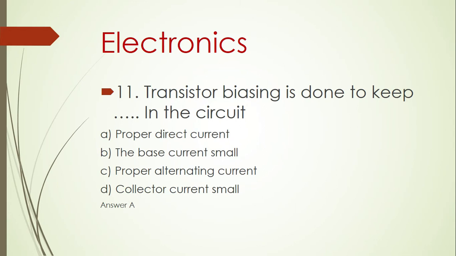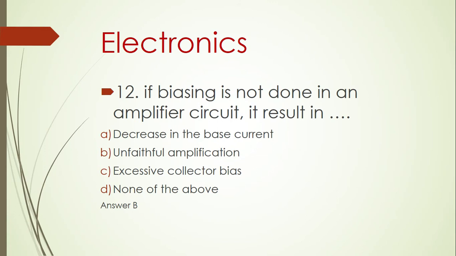MCQ number 12. If biasing is not done in an amplifier circuit, it results in A, decrease in the base current, B, unfaithful amplification, C, excessive collector bias, and D, none of the above. Option B, unfaithful amplification, is the correct answer. Now let's move to MCQ number 13.